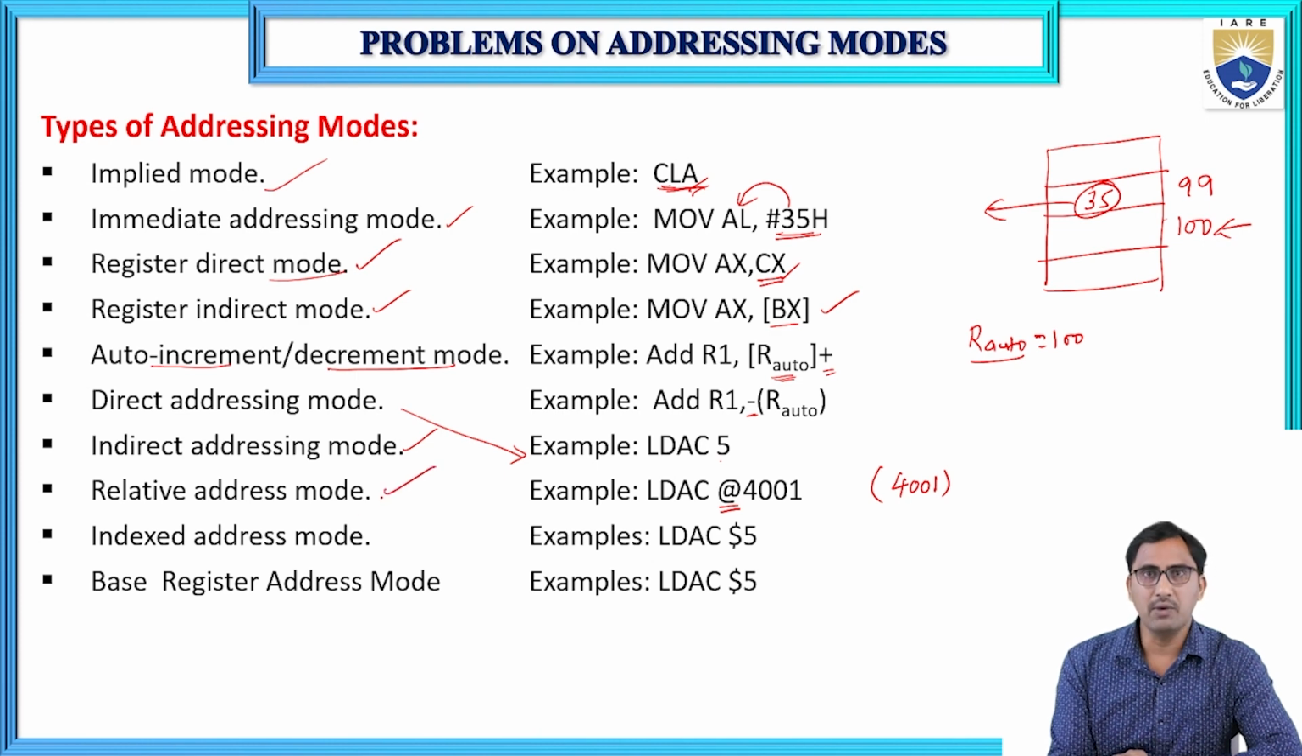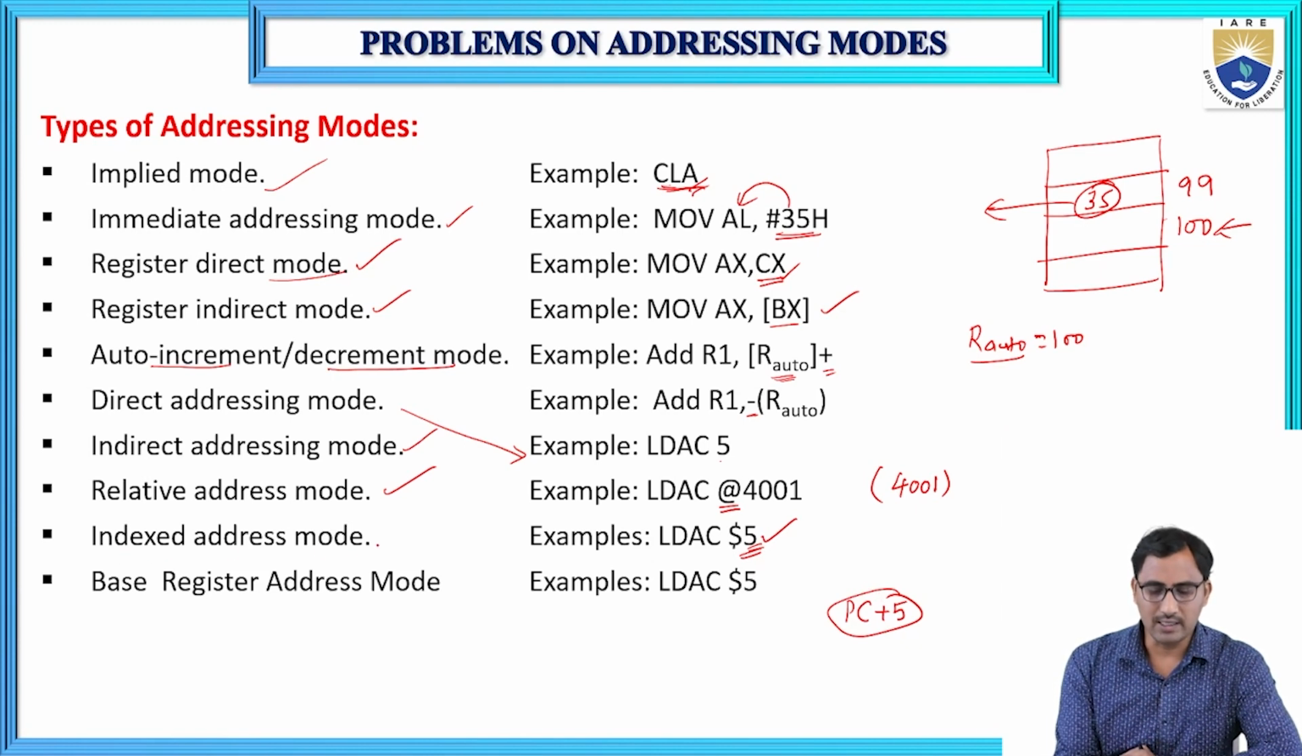Next one, relative addressing mode. If you take the example LDAC 5, 5 is an address specified in the instruction. In relative addressing mode, the contents of the program counter are added to the address mentioned in the instruction. The address mentioned in the instruction is 5, so that will be the effective address of the operand.